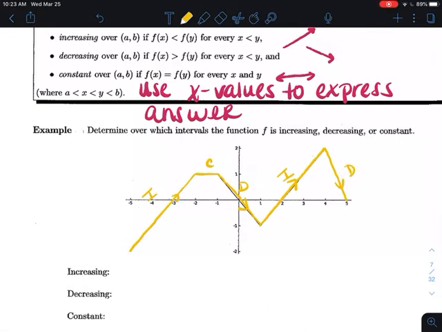One thing I forgot to mention is when you give your answers, you use x values to express it, but you also have to use parentheses. They call it open intervals. I know we talked about using brackets and parentheses, and we use brackets when something is included, but just remember for increasing, decreasing, and constant, you're always going to use parentheses to express your answers.